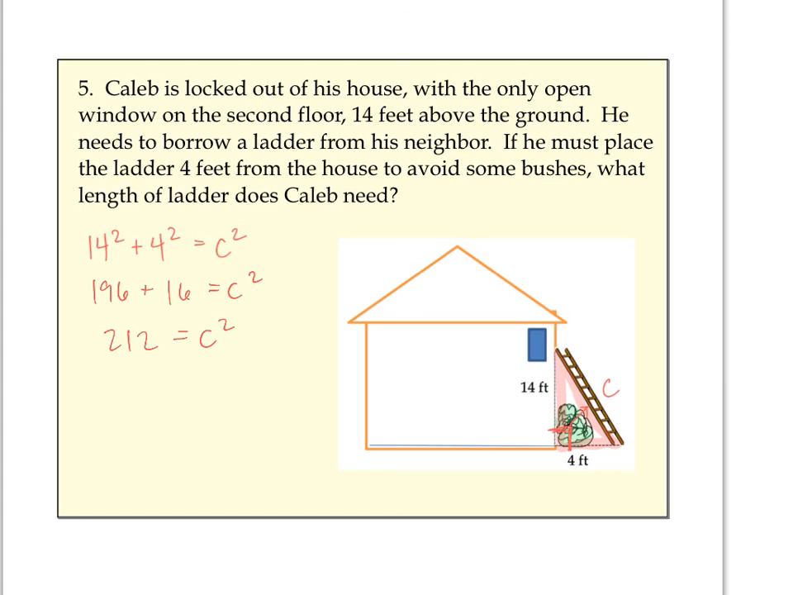I'm going to type that in my calculator. And when I take the square root, I get 14.56 equals C. So for the ladder, I need a ladder that's at least 14.56 feet. So, I mean, would it work to have a 14-foot ladder? Probably. I would just have to reach up to get to the window. Would it work to have a 20-foot ladder? Maybe. I would just have to like step off the side of the ladder. So I would say the ladder needs to be more than 14 feet, but probably less than 20 feet.